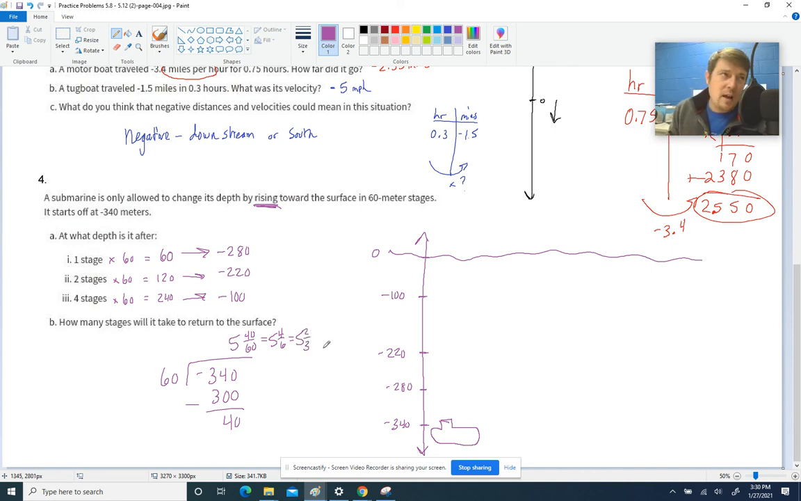So it's going to take 5 and 2/3 of a stage, but you're not going to do this. You can only do these stages one at a time. You can't do a fraction of one. So 5 would leave you just a little bit below the surface, and then the 6th one will get you to the top. So we're going to say that it would take 6 stages to get up there. Just, boom, boom, boom, boom. We know that 4 gets you really close. The 5th one's going to get you 60 higher, which is going to be at negative 40, right? And then you got that 6th one to finish off those last 40 meters.